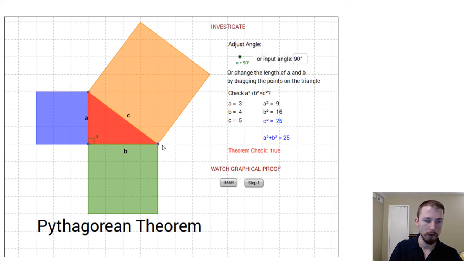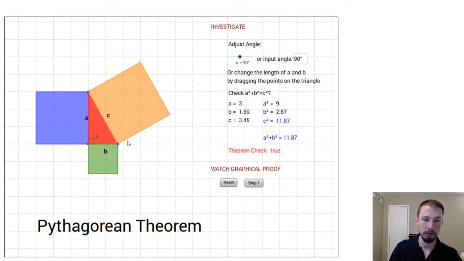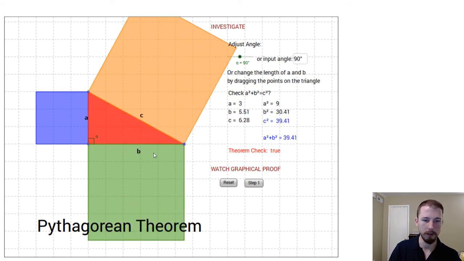I think you can also move this around, and show them that this is true for all values. The C will increase at the rate of the B squared plus the A squared.